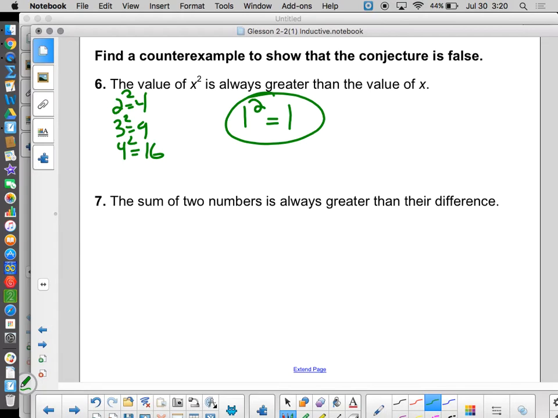Another great counterexample for this is 1/2. 1/2 squared is 1/4. When you square a fraction between 0 and 1, the square is actually smaller than the original number. Little algebra fact, that helps you out.